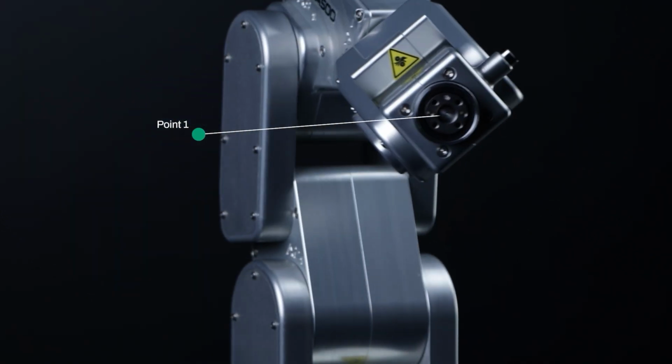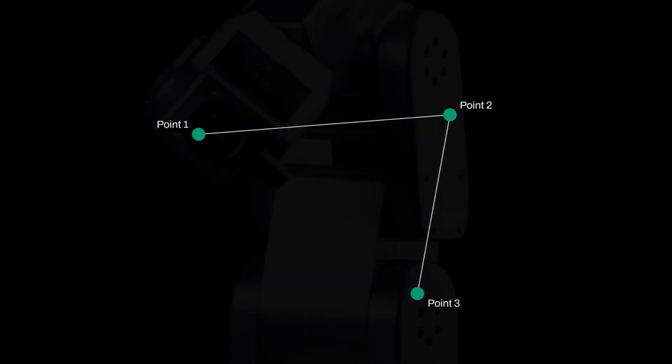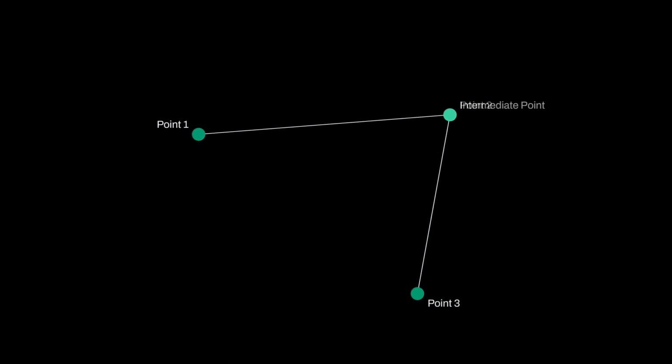Let's start with these 3 points. Let's say we do not want to stop at point 2 because it's only an intermediate point. Blending would allow us to do that. When activating blending, the curve would look like this. The robot would move toward point 2 but start curving toward point 3 before reaching point 2.